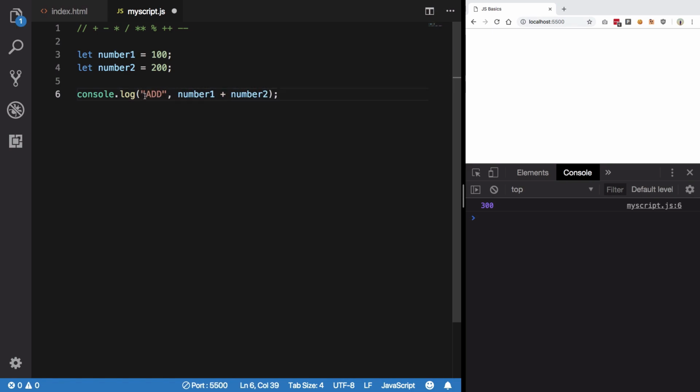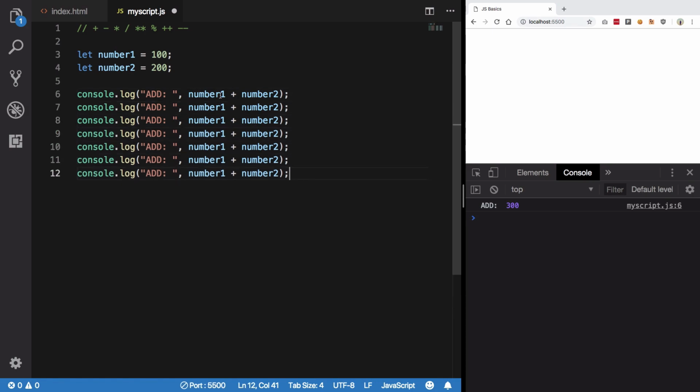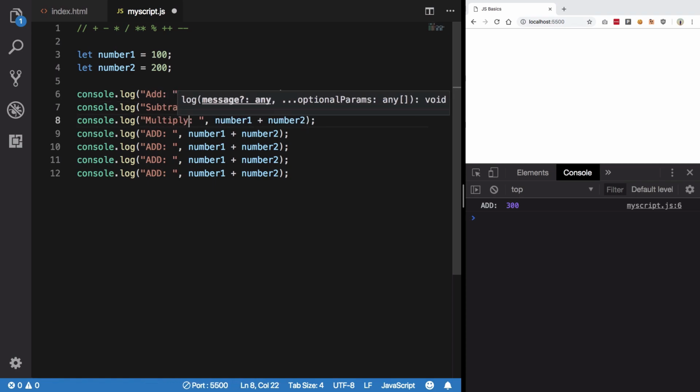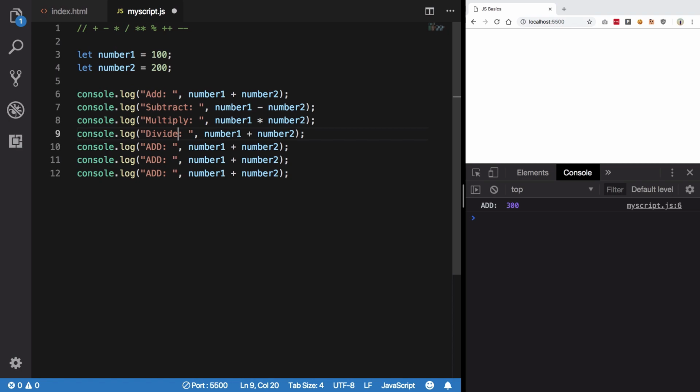So I'm just going to place an add label here. And by the way, if I did not tell you, you can pass in multiple parameters in a console log statement, and they would all be in a single line, mostly, right? So we can start off with the other operators as well. I can name this subtract, and I can do number1 minus number2. I can multiply them with the star operator, and I can divide them with the divide operator, right?